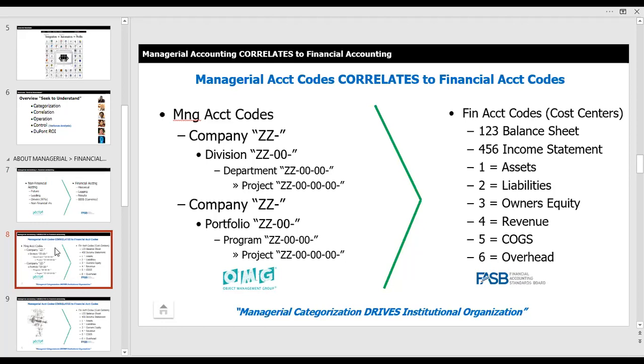So for example, 1, 2, 3, the way I always tell people to remember is 1, 2, 3 balance sheet, 4, 5, 6 income statement. Now, 123 represents assets, liabilities, and owner's equity, or general fund if you're in a government entity. 456 is usually revenue, cost of goods sold, and overhead. Now, a lot of institutions don't manufacture anything, so they don't have a cost of goods sold, so they may just go as far as 5. But it's an easy way to remember it.